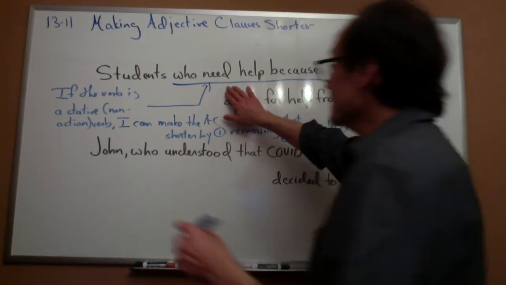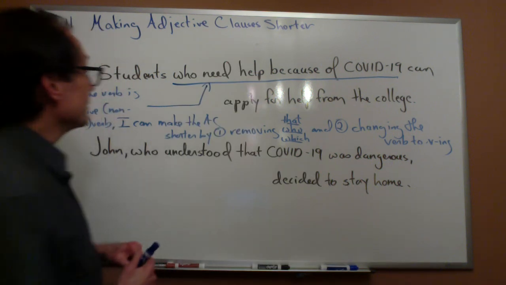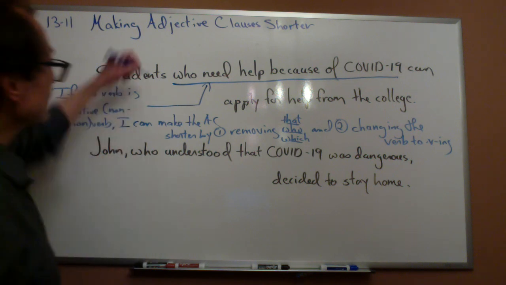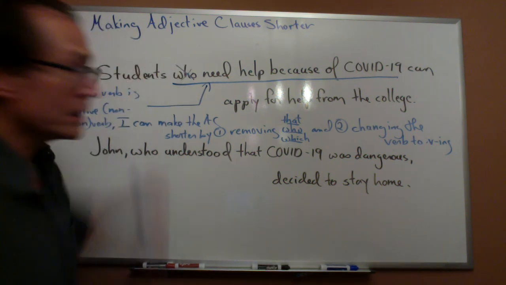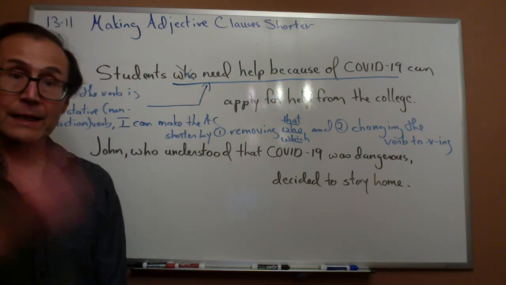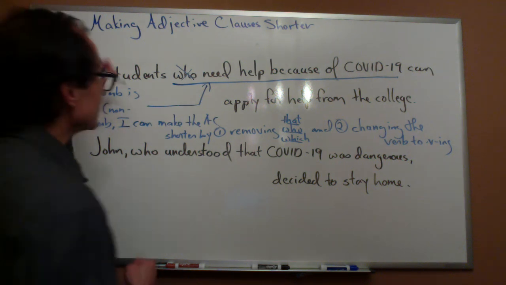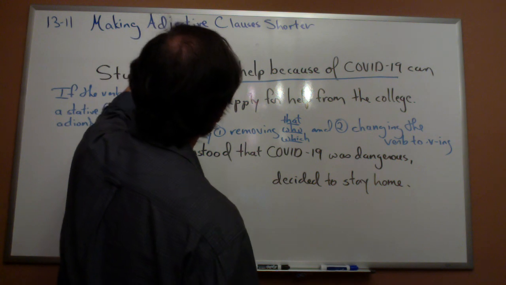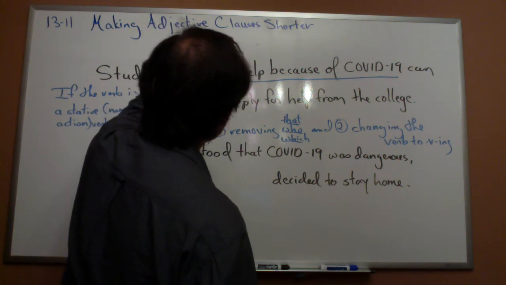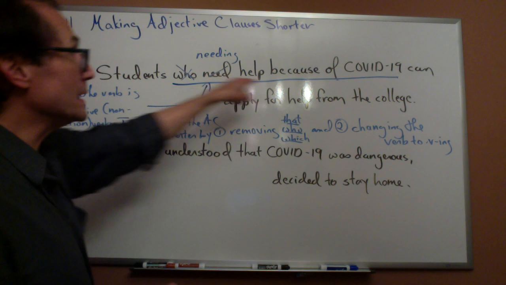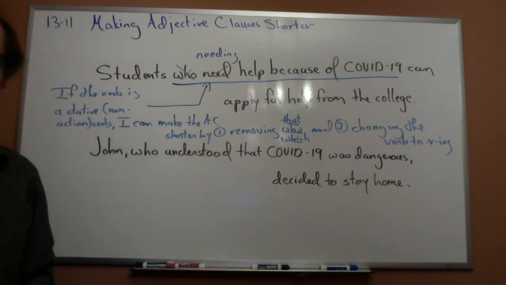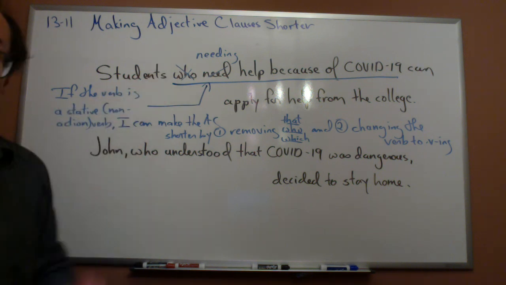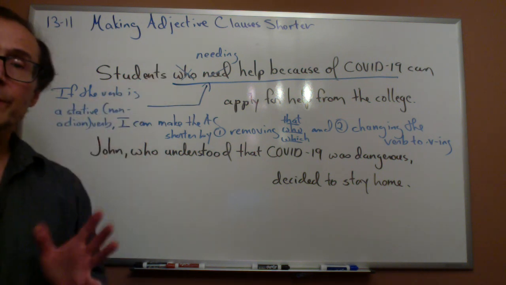So let's take a look. So here I say students who need help because of COVID-19. So the first thing I can do is remove who. Second thing I do is I change the verb to verb-ing. So I say needing. And I get students needing help because of COVID-19 can apply for help from the college. Again, it means the same as the long form, and they're both equally correct.